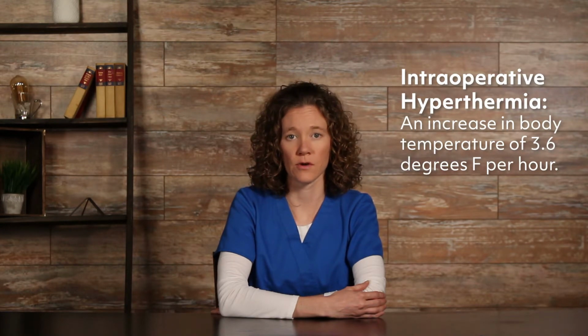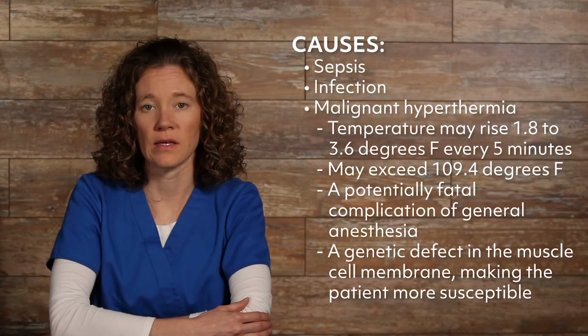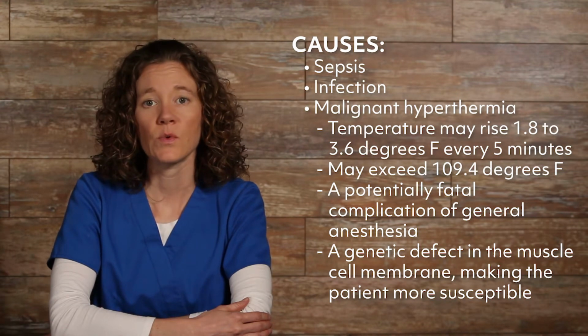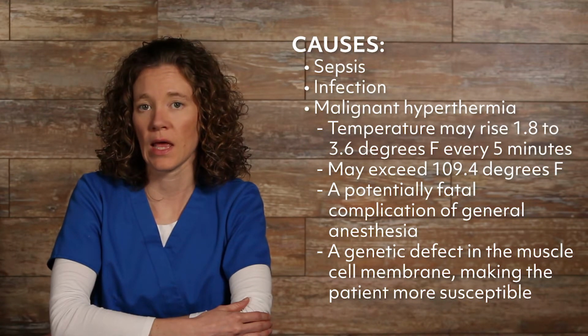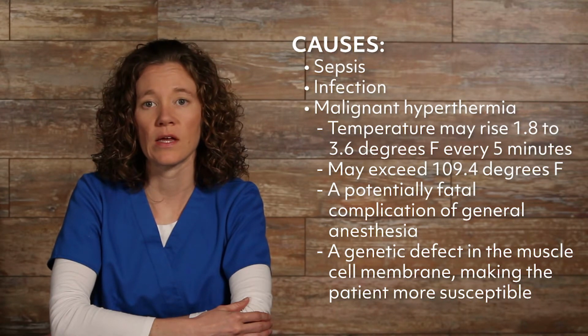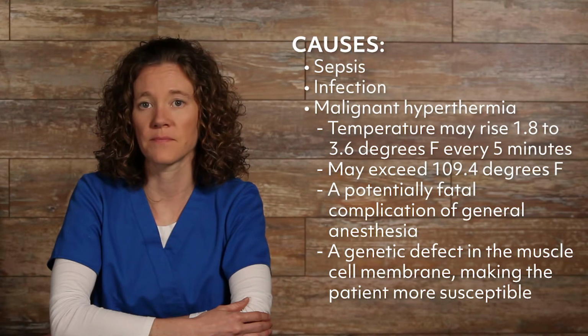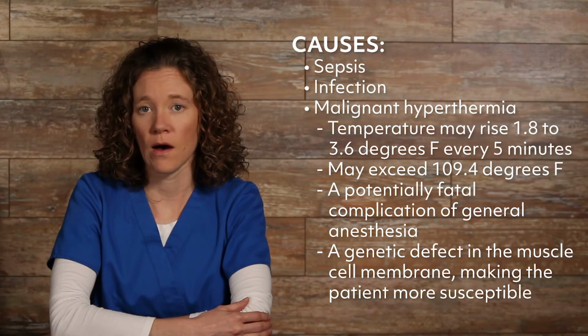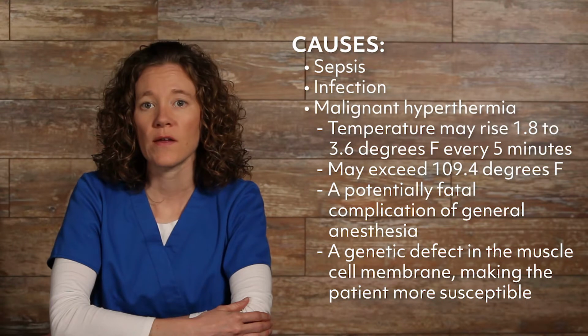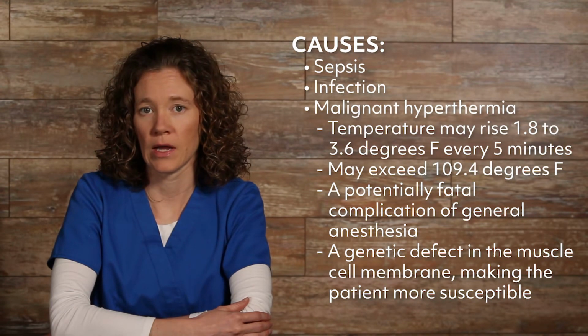Occurring less often than hypothermia is intraoperative hyperthermia, or an increase in body temperature of 3.6 degrees Fahrenheit per hour. It may be caused by sepsis, infection, or less commonly, malignant hyperthermia, in which the patient's temperature may rise 1.8 to 3.6 degrees Fahrenheit every 5 minutes and may exceed 109.4 degrees Fahrenheit. It is a potentially fatal complication of general anesthesia when there is a genetic defect in the muscle cell membrane, making the patient more susceptible.